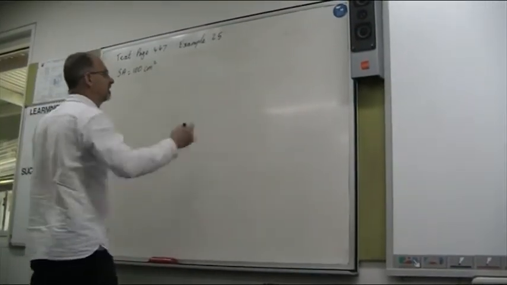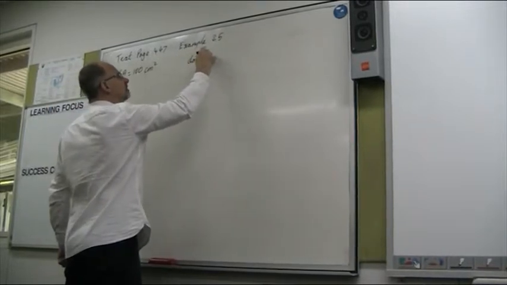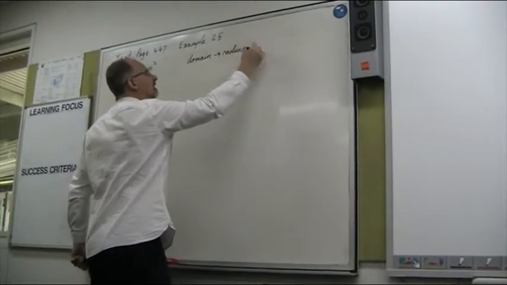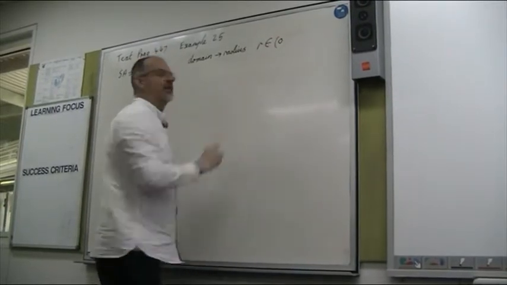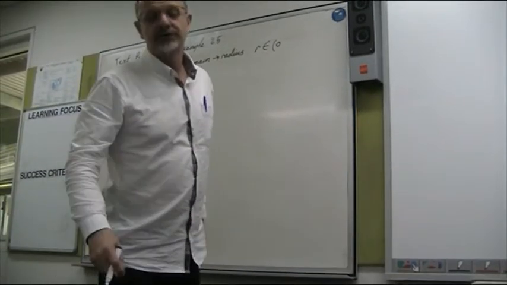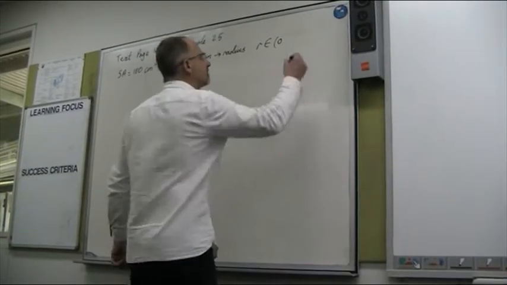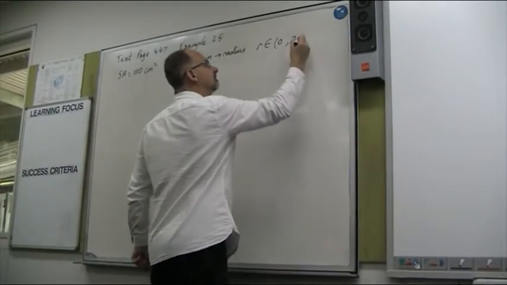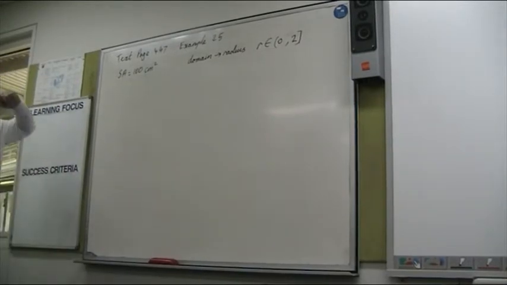All right, so the other thing that we were told is that there's a domain restriction, and the domain in this case is our radius, and our radius has got to be between 0, well 0 we can't have included because you don't have a circle there if you don't have a radius. And it says at most 2, so at most, is that including or not? Including, yep. So we've got that.